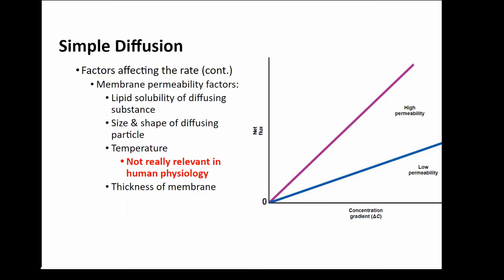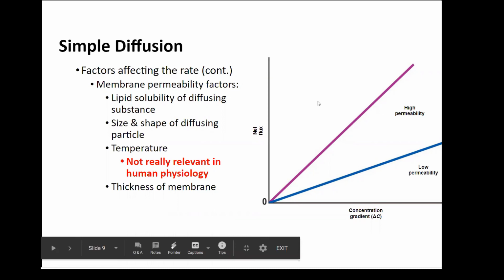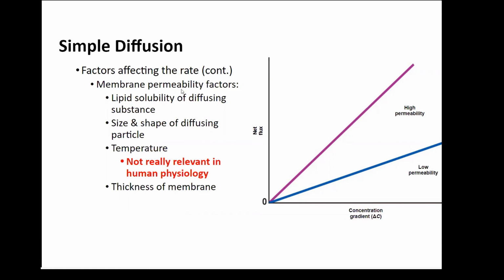And the second piece of this is the size and shape of the diffusing particles. So smaller things in simpler shapes have an easier time fitting between those phospholipids, basically. So they are able to get through the membrane more easily, which means that the membrane will be more permeable to those things. So that's all this is saying: something that's lipid soluble and probably small and simple shaped has an easier time getting across the membrane, which means our rate of diffusion will be higher.